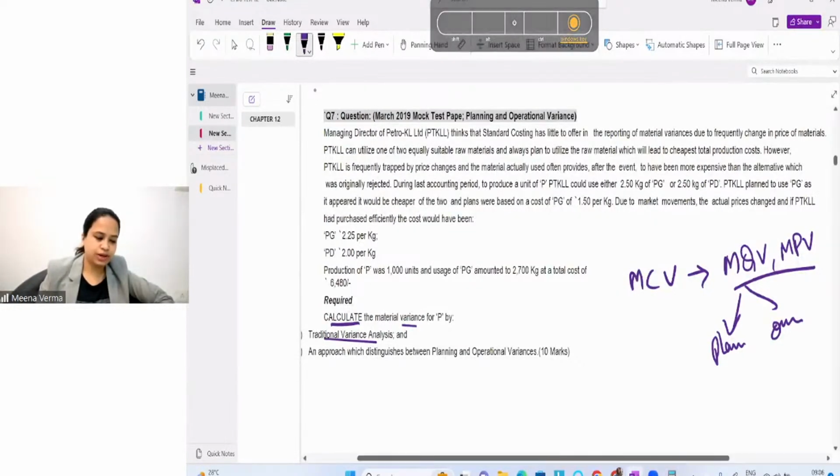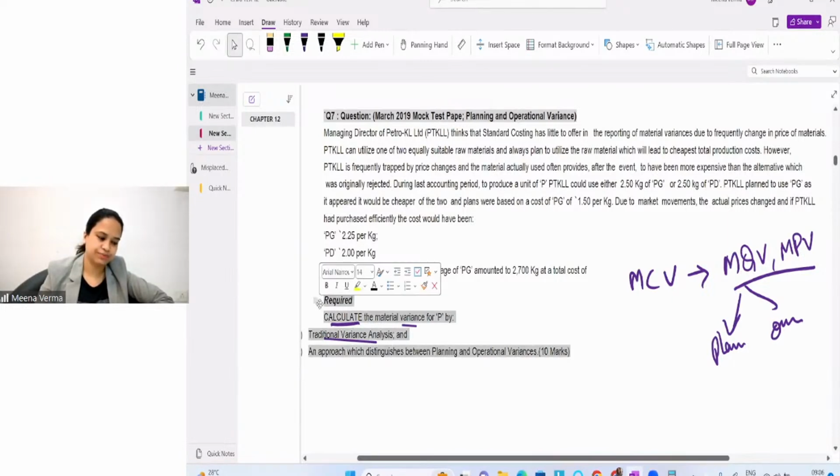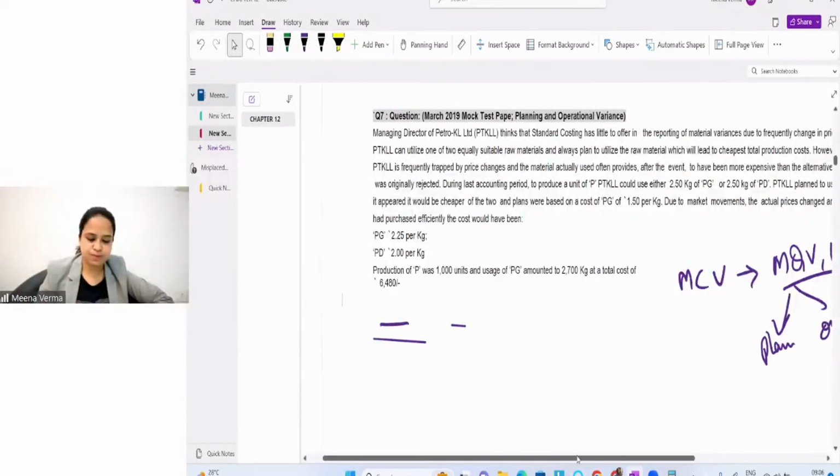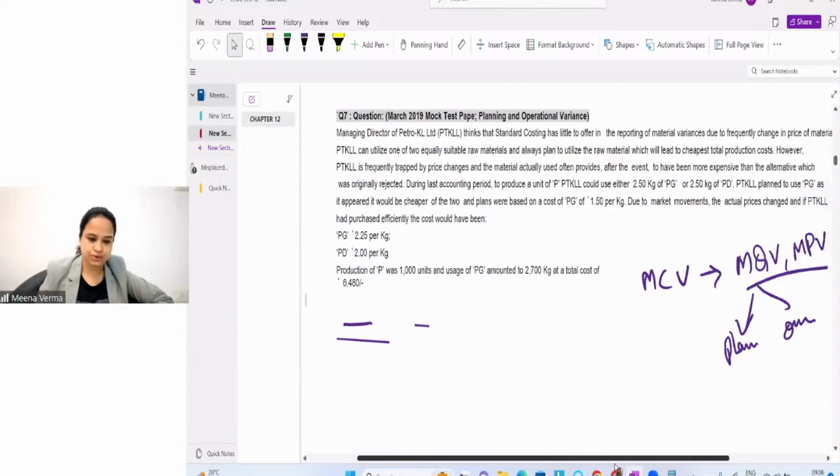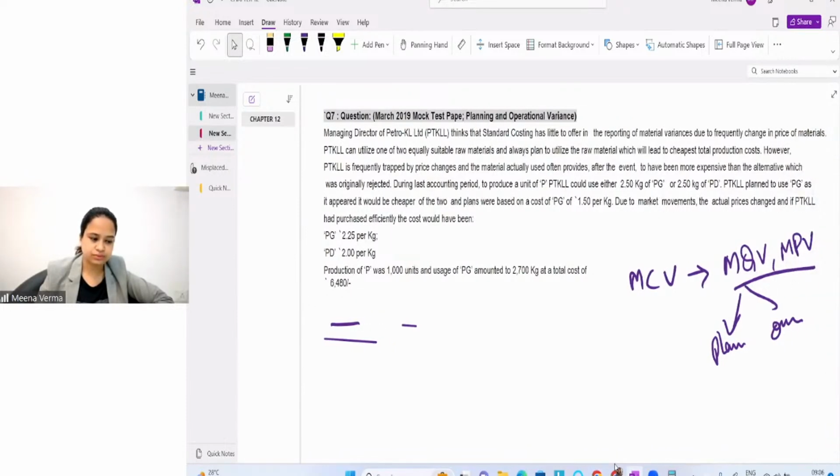All right, okay. So in the question, they're asking you to find out the traditional variance analysis and an approach which helps you to find out the planning and operational variation. This is what we have to do. I expect all of you to try this question on your own. Are you trying? Very simple.